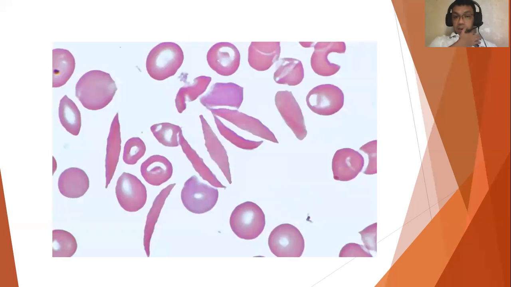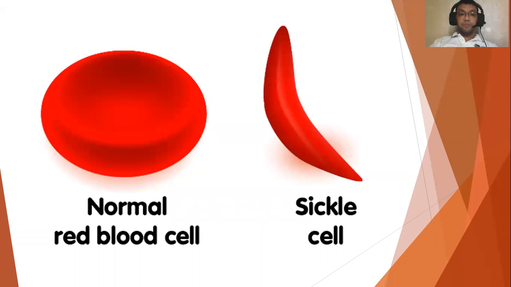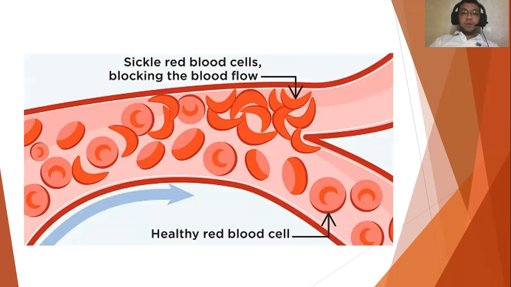So as you can see here from this illustration, some of the cells here appear sickle shaped, not the biconcave disc shape, which is the regular shape of our RBCs. So here you can see the difference between a normal red blood cell and a sickle-celled RBC. So this is what I was explaining to you earlier.